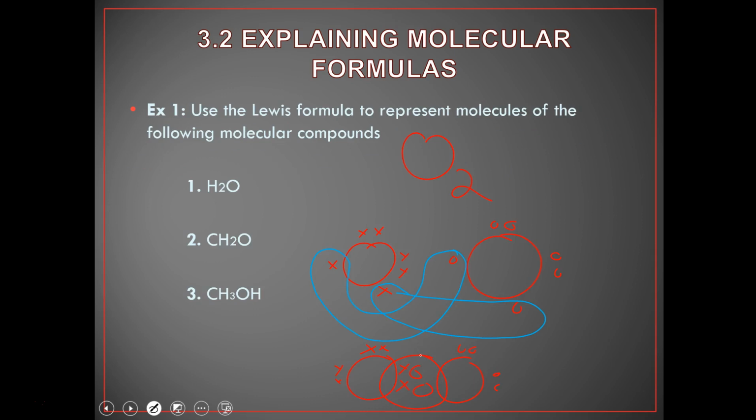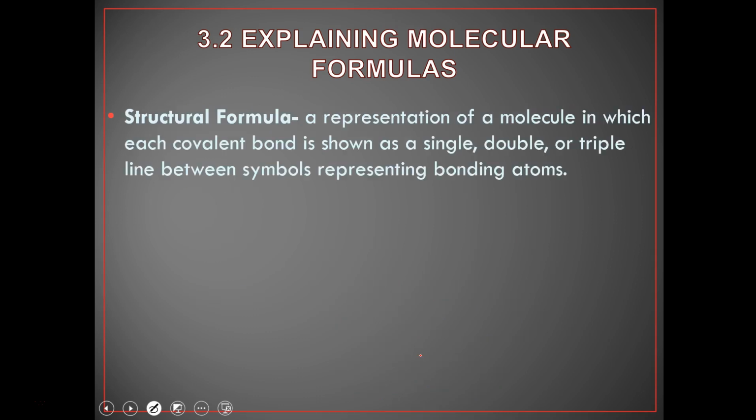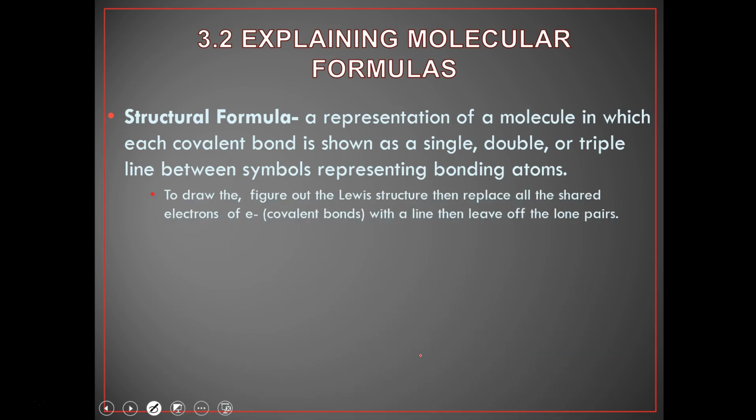Usually I would stop there and give you some time to do those, but I gotta move on. So we're just gonna look at structural diagrams. It's really just taking it one step further. Structural diagrams are the most common type of diagrams, at least that you're going to use in Chem 30, and then we have a few different types from there. Structural diagrams represent the molecule in which covalent bonds are shown as a single, double, or triple line between atoms.